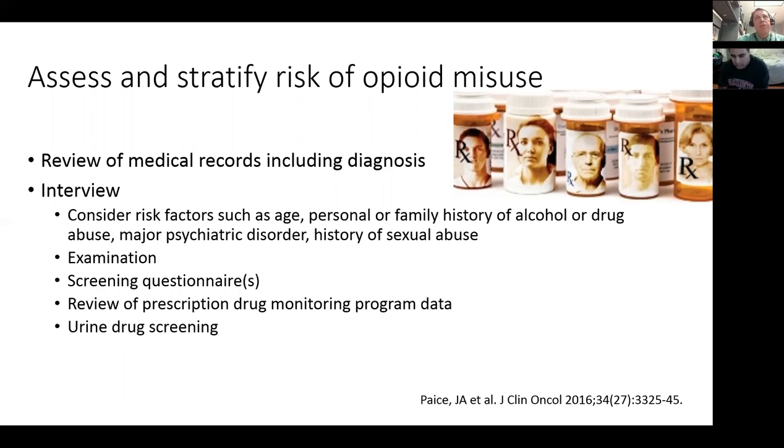No surprises there. Again, we make sure that we're doing a really thorough personal and family history about substance abuse, including ethanol, prescription, and illicit drugs, and have a clear understanding of what the major psychiatric disorders are in the patient, as well as in the family members that may be active caregivers for the patient.